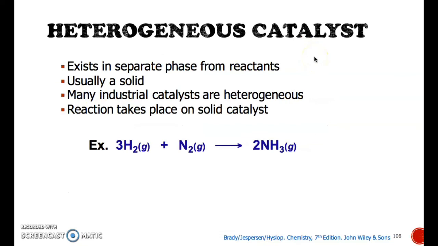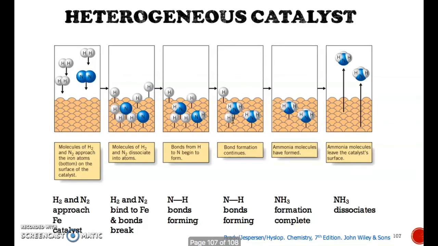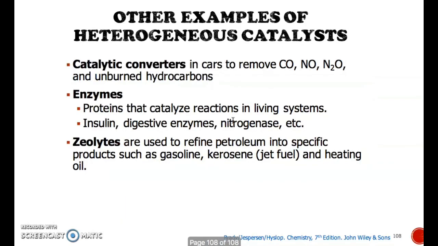Heterogeneous catalysts exist in a separate phase from the reactants, usually a solid. Many industrial catalysts are heterogeneous. The reaction takes place on the solid catalyst. So this is like the Haber process. This is another example of heterogeneous catalysts in the catalytic converters. Enzymes, zeolites, these are used to refine petroleum into specific products.